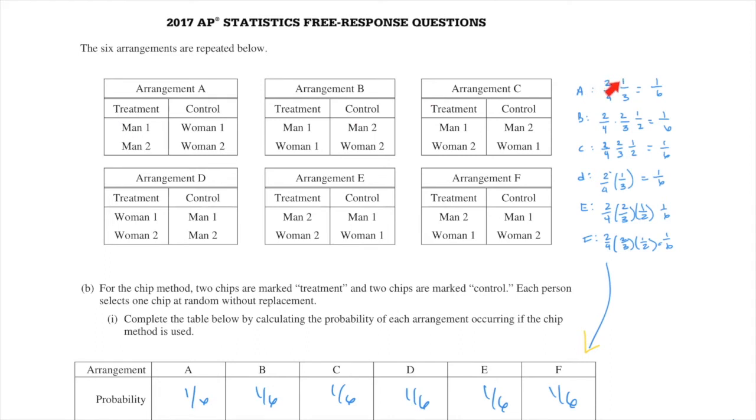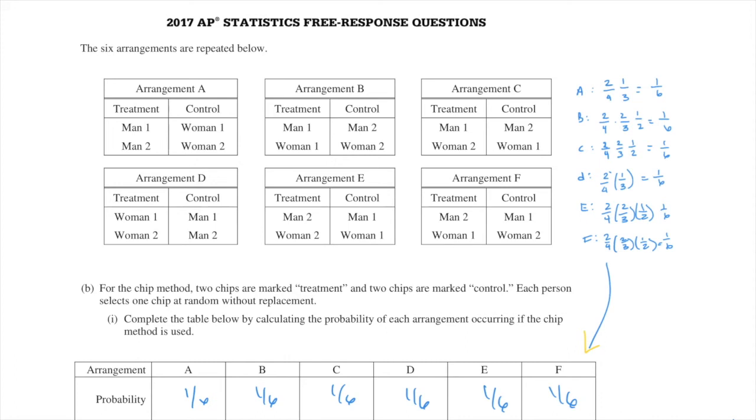Okay, that leaves man 2 going second. There is only 1 treatment chip left out of the 3 chips left in the bag. Remember that if man 1 and man 2 both go into the treatment group, doesn't matter what's left over, the rest of it is forced. There's not a chance that it doesn't happen. So it's a guarantee. So it's like multiplying by 1, right? It's guaranteed that woman 1 and woman 2 go into the control group. So we ended up multiplying. You get 2 over 12, which reduces to 1/6.